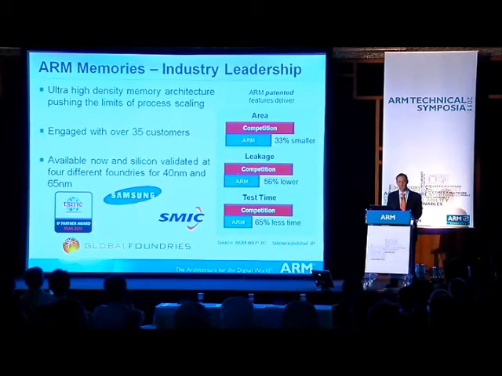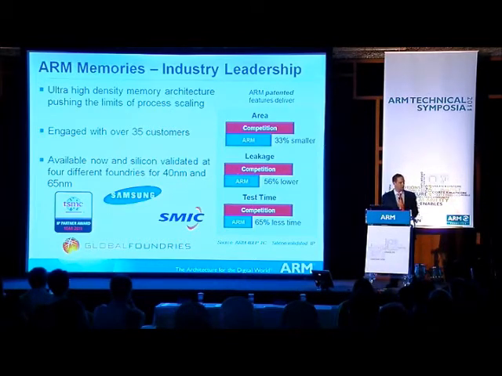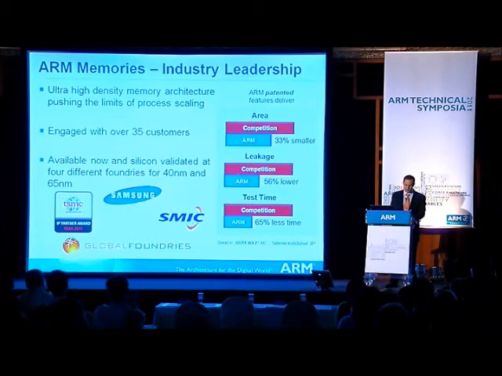We've also attacked leakage power and see as much as 56% lower leakage power by using a better configuration, and that can reduce either package cost or eliminate the heat solution on your design, which can also save cost. Finally, by attacking test time, you can reduce test cost and remove that portion of your chip cost as well. These optimized memory products are available now, silicon validated, and available for 4 different foundries so far at 40 nanometer and 65 nanometer, TSMC, Samsung, SMIC, and Global Foundries.